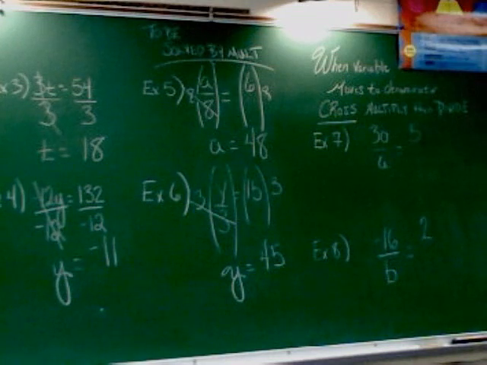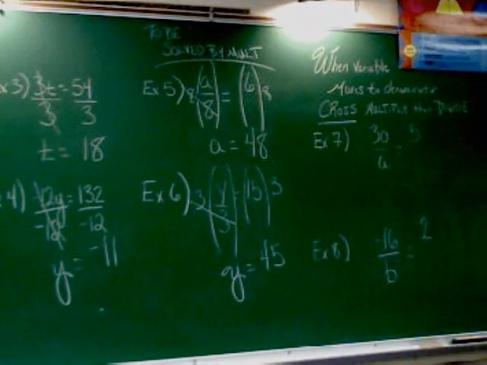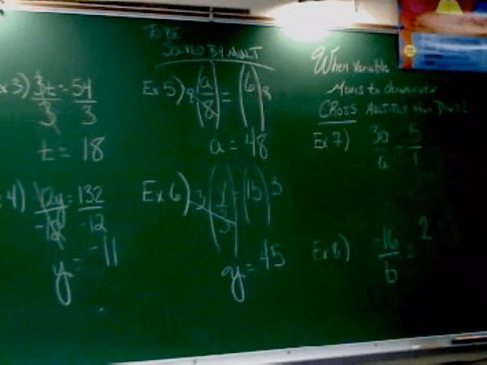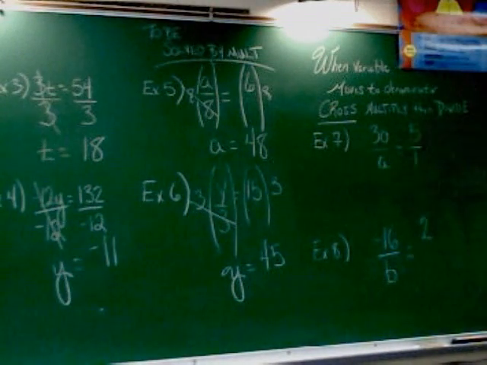30 over a equals 5. Now, you know by now, if I want to do cross products, multiplying the diagonals, that means I've got to have two fractions. So I want to change 5 into 5 over 1. You know if I put a number over 1, it doesn't change it. 5 over 1 still equals 5.